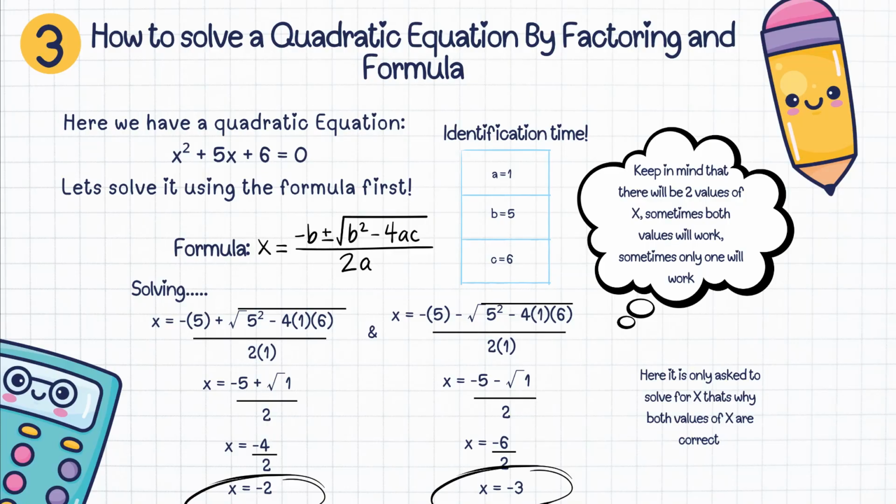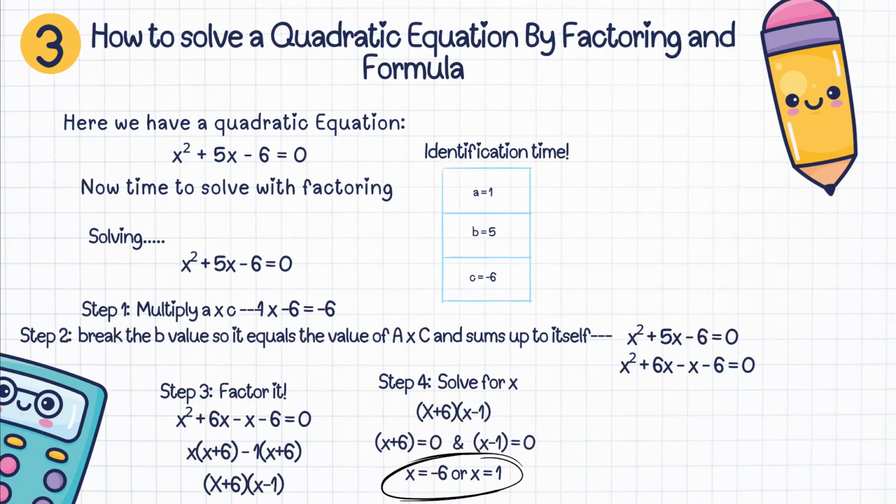So here it's only asked to solve for x, so both values will work. But as you get into higher order math, such as geometry, you'll be seeing that there'll be questions like triangles, factoring stuff, and there, only one value of x will work, not both.